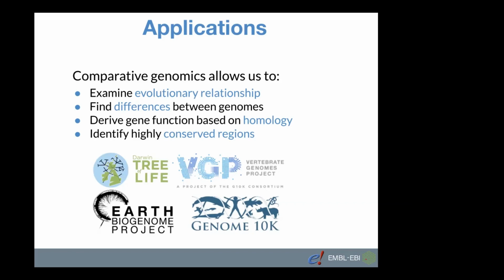So the objectives of comparative genomics are to examine evolutionary relationships and find differences between the genomes, but more importantly, the practical applications are to derive gene function based on homology. So we can learn something about the gene function of a less studied organism or more obscure species by looking at its equivalent gene in better studied organisms, but also the other way around. So we can learn about gene function in humans by manipulation in model organisms, and all of the animal research is based on this assumption of homology.